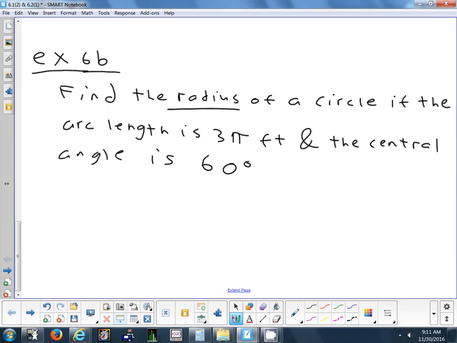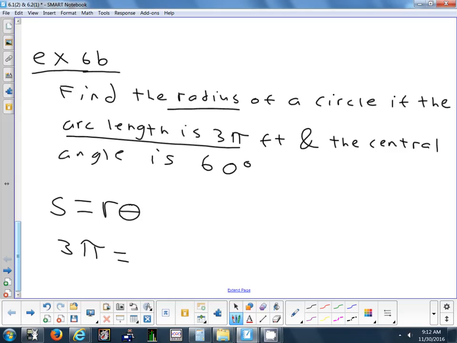Okay, so it says find the radius. We've got a circle where the arc length is 3 pi, and the central angle is 60 degrees. So Hannah, what's my formula again for finding the arc length? Do you remember the name of that symbol? No. Anybody help her out? Theta. Yeah. All right. Let's start with the 3 pi. What letter does that get plugged in for? S. That's S. Okay, that's my arc length.